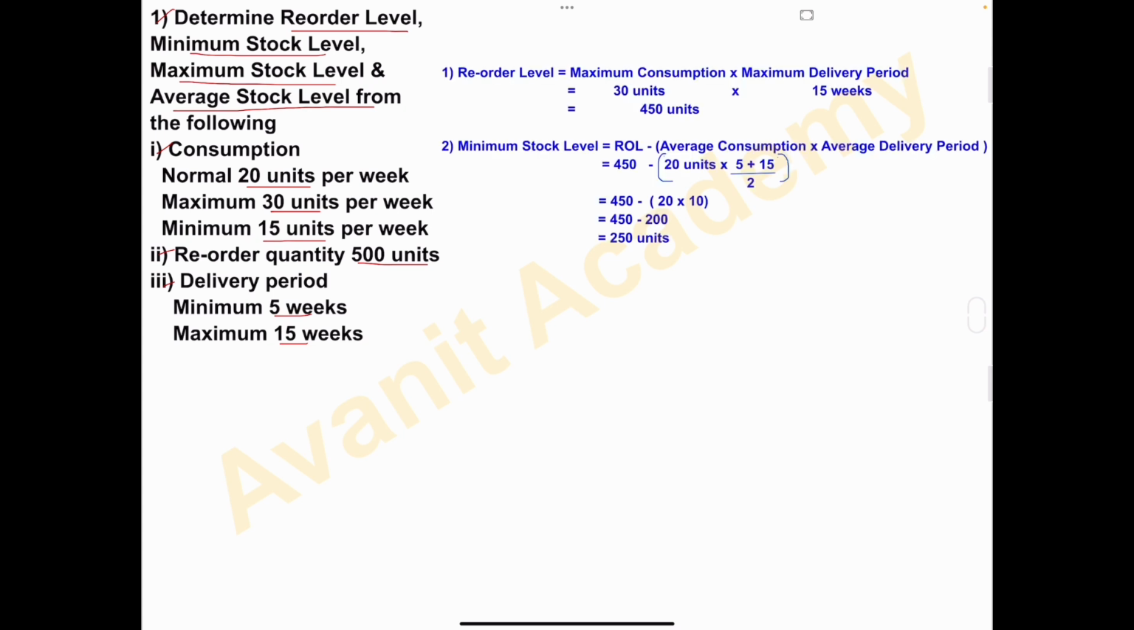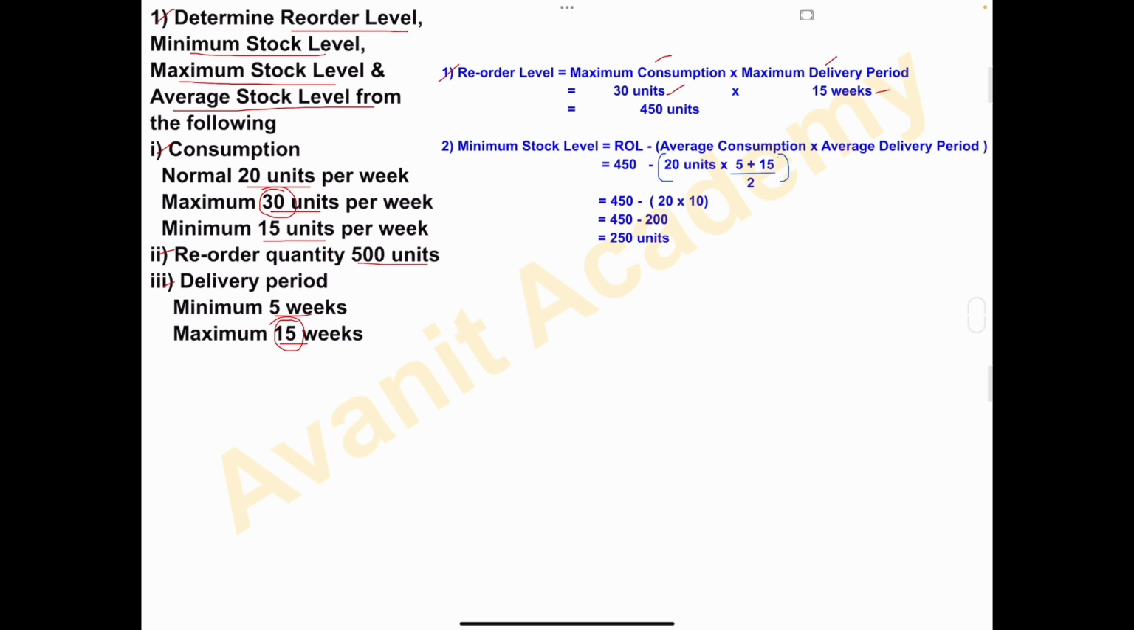So what we have to calculate? Reorder level, minimum stock level, maximum stock level, and average stock level. Let's start the solution. So first what we have to calculate? Reorder level. The formula is reorder level is equal to maximum consumption into maximum delivery period. Maximum consumption. See in the problem, maximum 30 units per week. So right here 30 units into maximum delivery period 15 weeks.